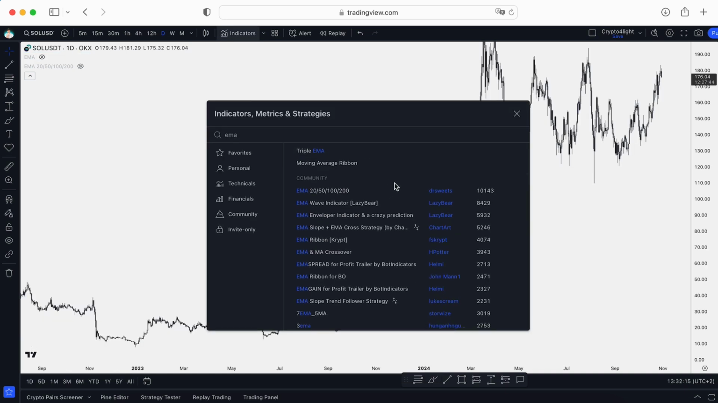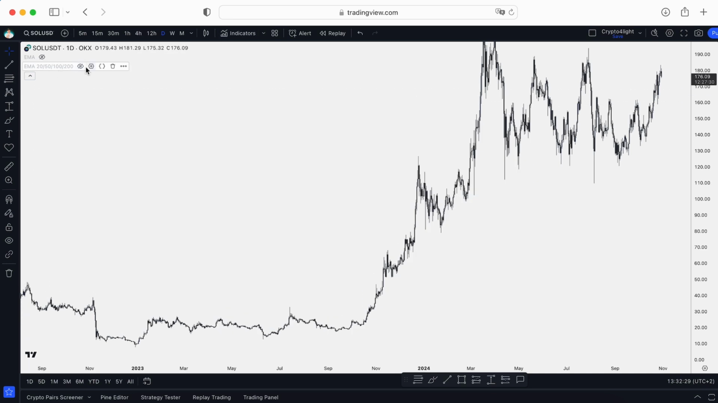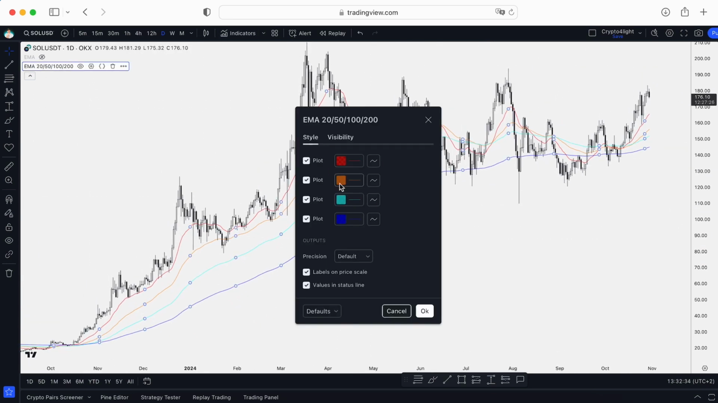And of course, in TradingView, there are a lot of indicators from the community. So for example, you can avoid adding many different EMAs. You can use, for example, this one, EMA 20, 50, 100, and 200. But the problem is there are no adjustable settings. So you can choose only the color.